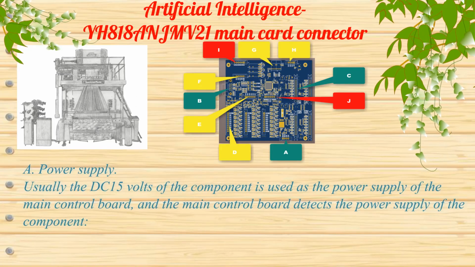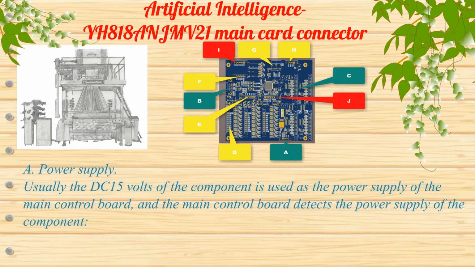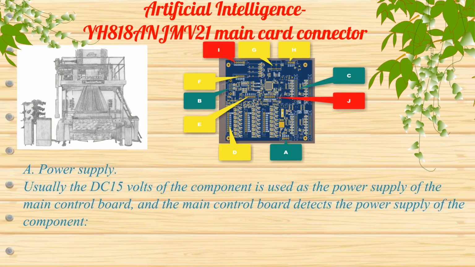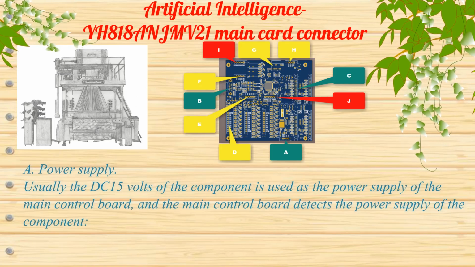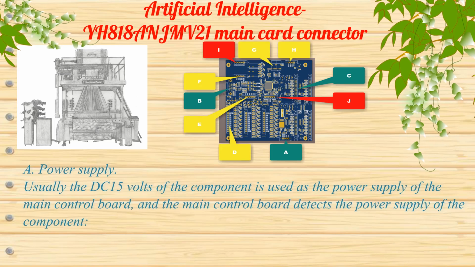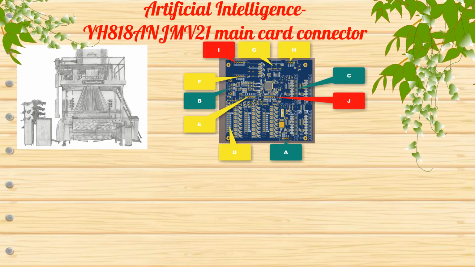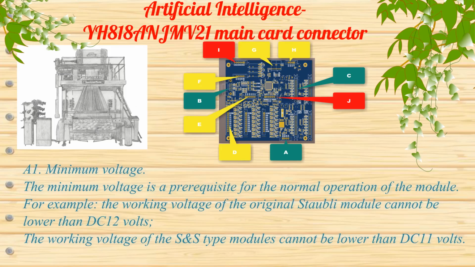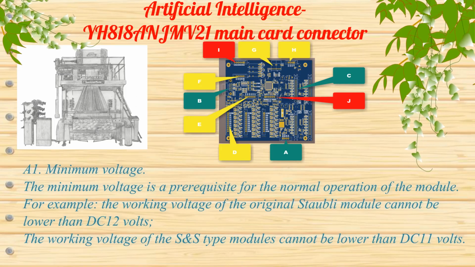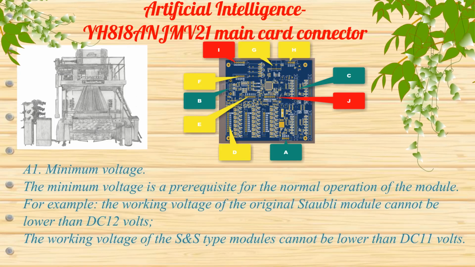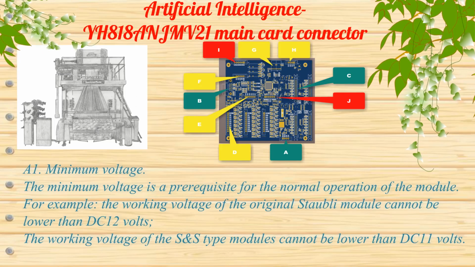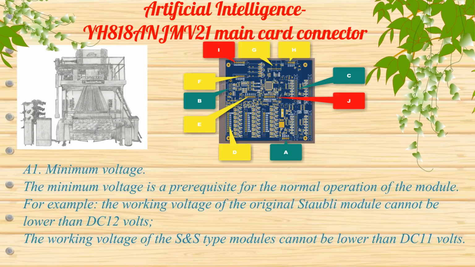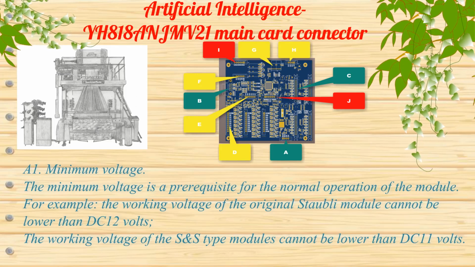A. Power supply. Usually the DC 15 volts of the component is used as the power supply of the main control board. And the main control board detects the power supply of the component. A1. Minimum voltage. The minimum voltage is a prerequisite for the normal operation of the module. For example, the working voltage of the original Staubli module cannot be lower than DC 12 volts. The working voltage of the S and S-type modules cannot be lower than DC 11 volts.